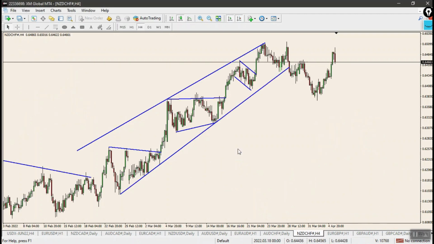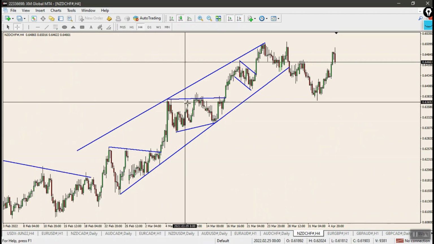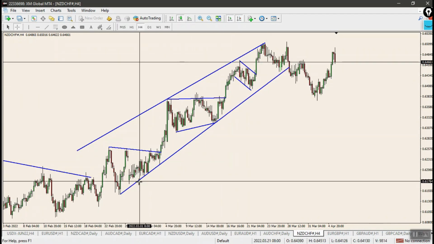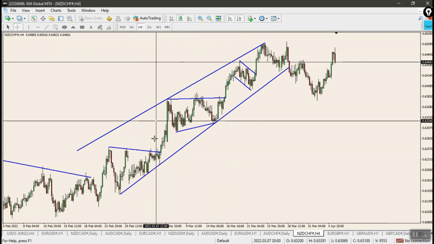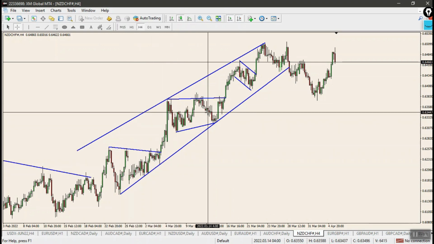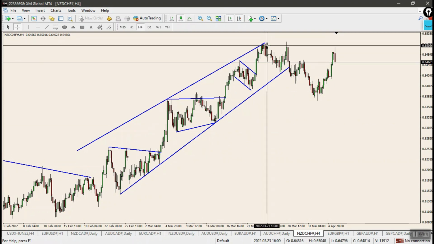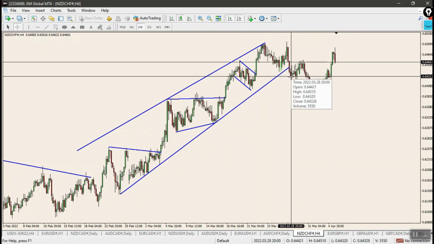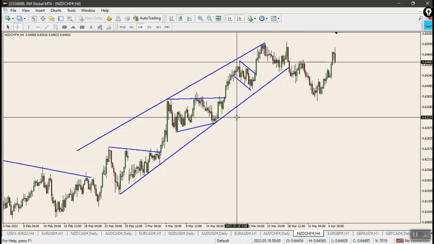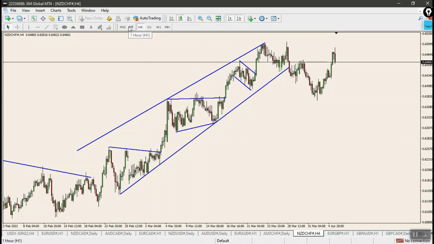On NZDCHF, we see an interesting scenario where we come from a channel, right? First impulse, rather first correction, impulse, second correction, impulse, third correction, extension, double top, and a breakout, right? So this is a reversal pattern, right? So let's go on the lower time frame.